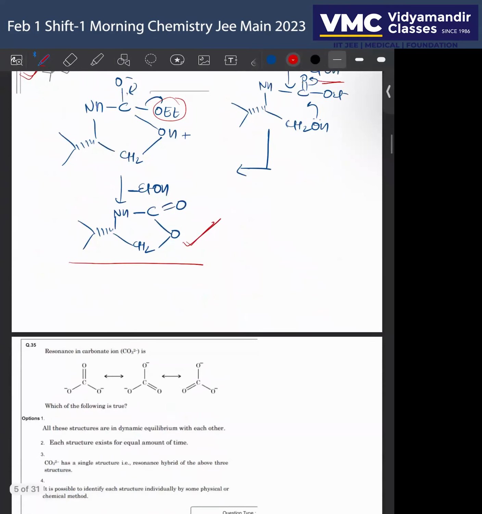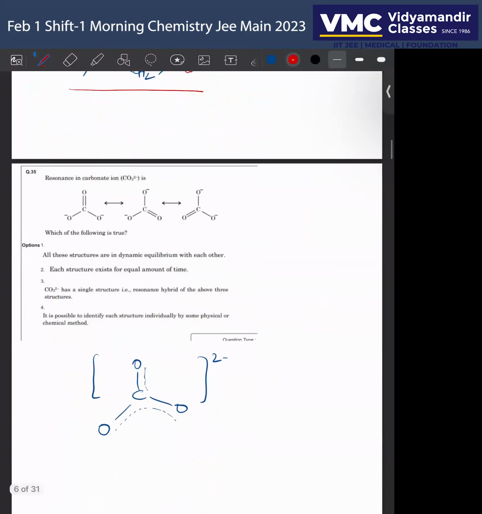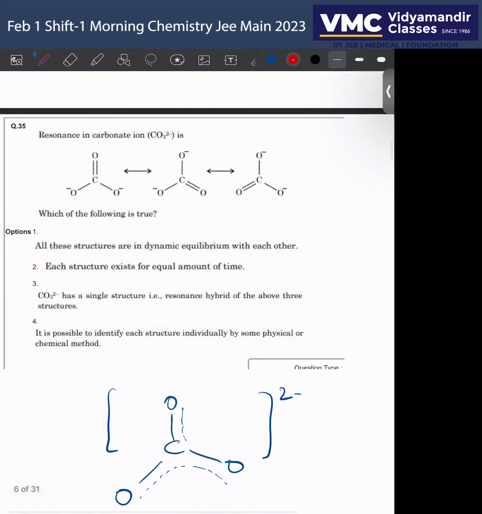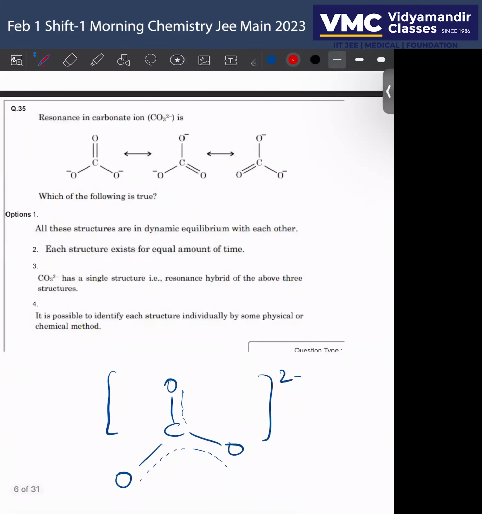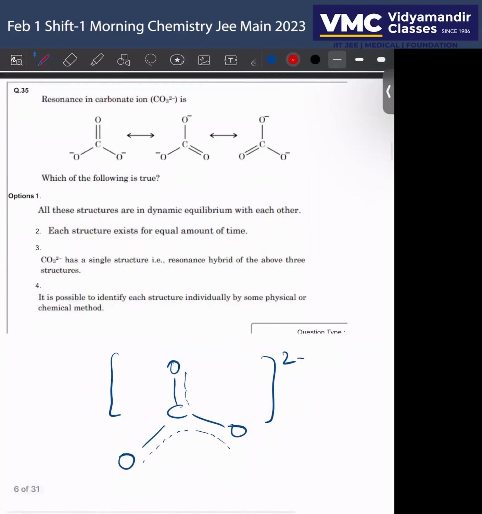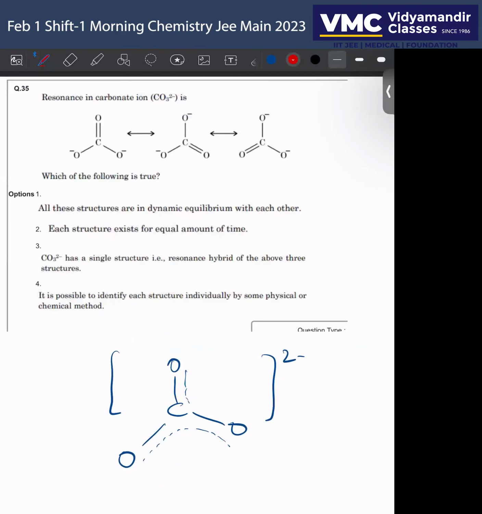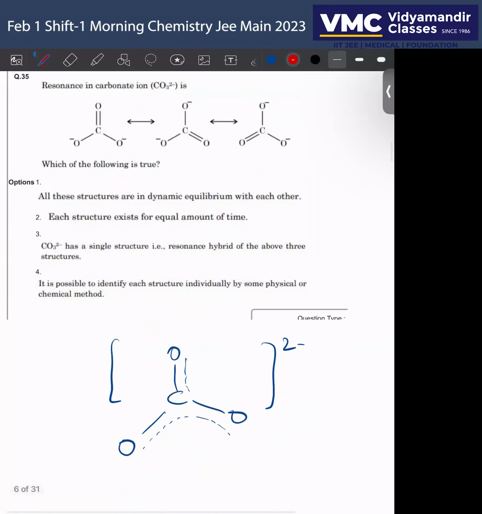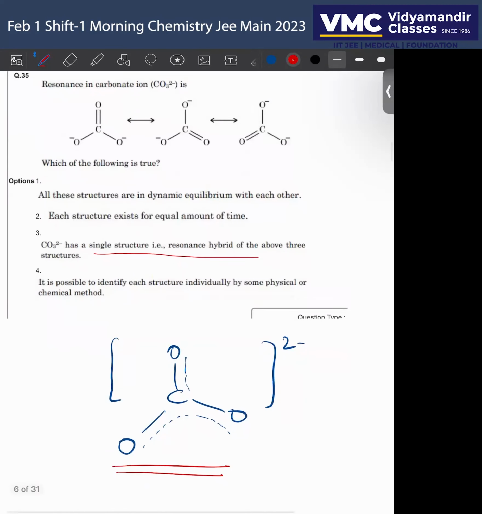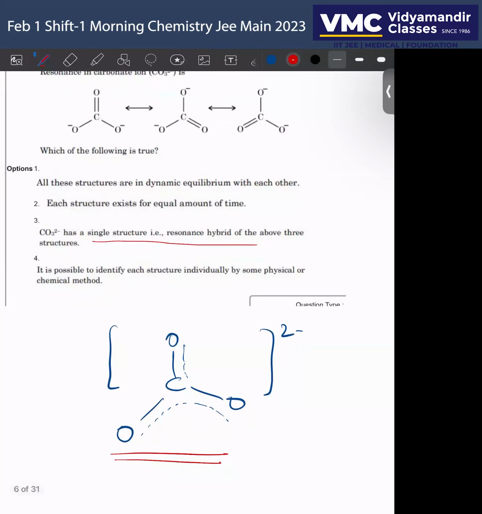The question is of resonance from chemical bonding. The resonance in carbonate ion is given by these structures. These are the resonating structures given below. We have to mark the true statement among the same. All these structures are in dynamic equilibrium with each other. This is not right. Structures exist for equal time. Here we could not tell about the kinetics. See, the carbonate has a single structure that is given by the resonance hybrid, which is given below. So option number C is the correct one. The resonance hybrid is the true structure of the same, which is a composite of the above 3 structures. Hence, option number 3 is the correct answer.